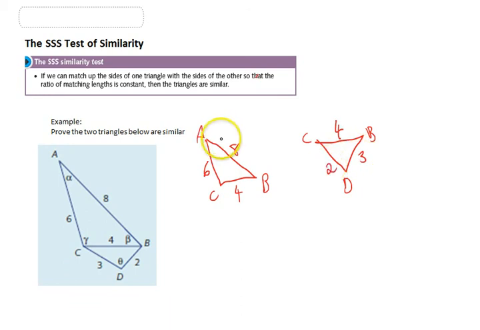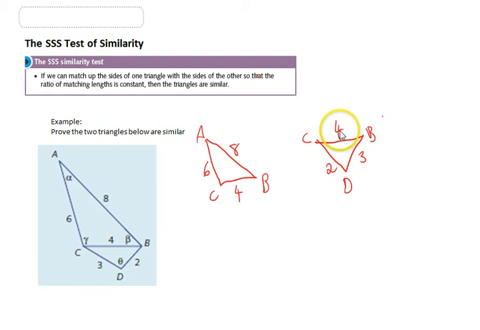Now, if you're going to use the side-side-side test of similarity, the next thing you want to do is write the sides in order of size. So you can see this is the biggest side, this is the second biggest, and this is the third biggest. And then match them up with this other triangle: biggest, second biggest, third biggest.